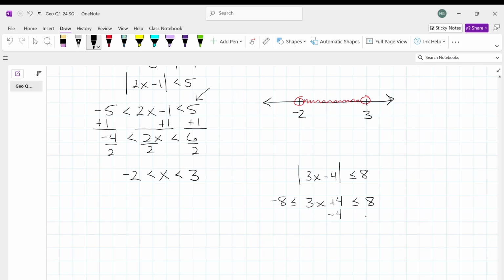Subtract 4 from everything. Negative 8 minus 4 is negative 12, is less than or equal to 3x, which is less than or equal to 4. And then divide everything by 3. So we get negative 4 is less than or equal to x, which is less than or equal to 4/3.